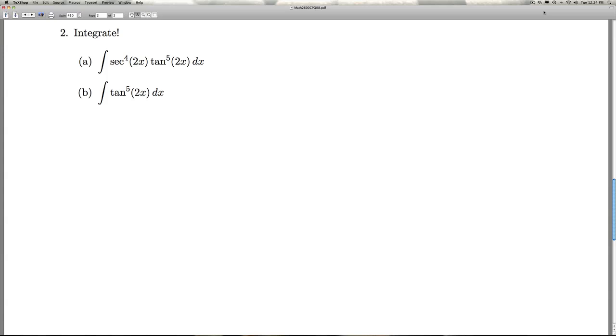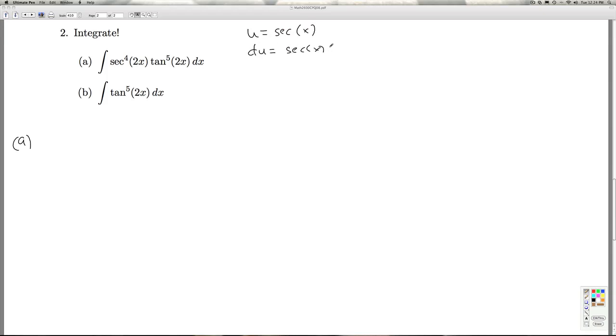Okay, number two, we've got a couple trigonometric integrals, but the featured functions here are secant and tangent. So we have the same strategy as with sine and cosine. We want to see if we can keep back factors which would constitute a du for a u substitution. So for secant, if I let u be the secant of x, du is the secant of x tangent of x dx. And if I were to let u equal a tangent of x, the du would be secant squared of x dx.